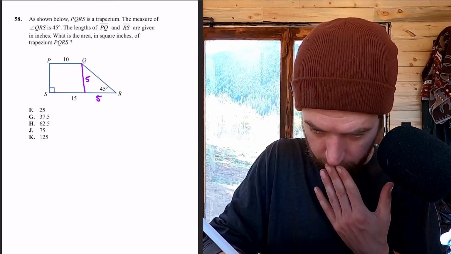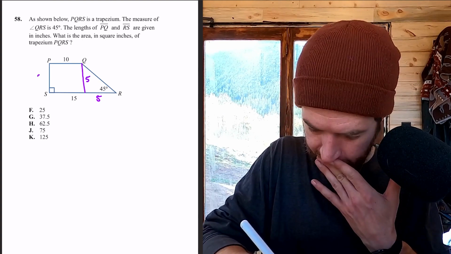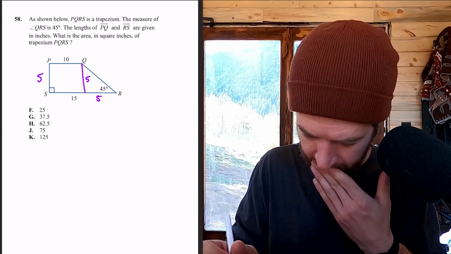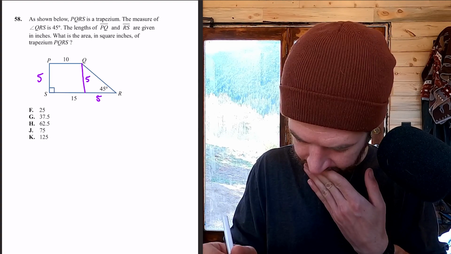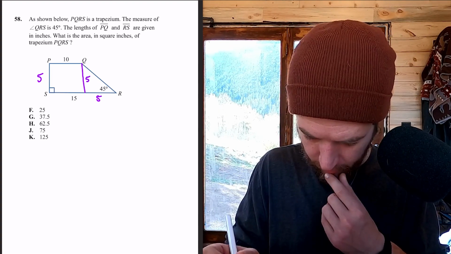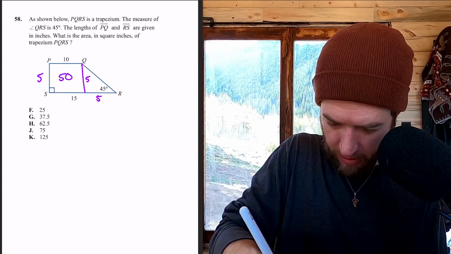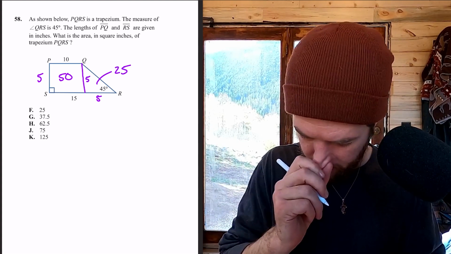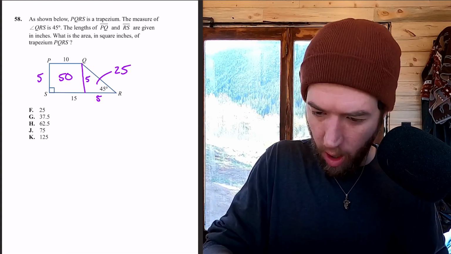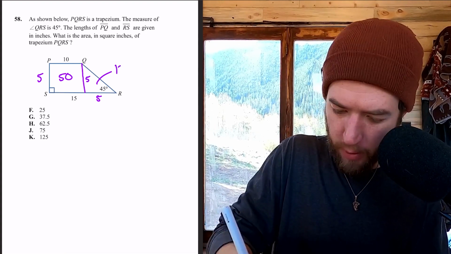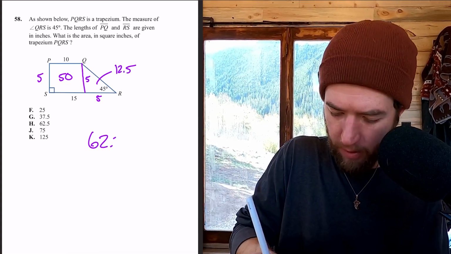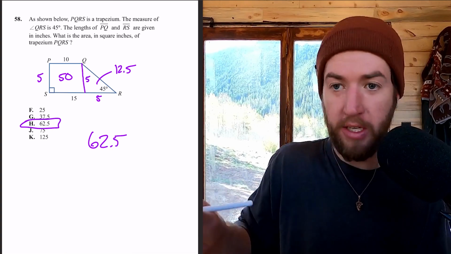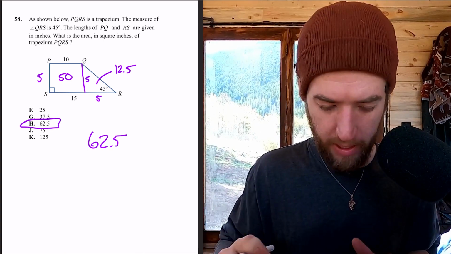Does that work, though? It's just so out of whack, the picture. So that means this is 50, and this is 25. Oh, no. It's half of 5 by 5. So I was right. It's 62.5. Okay. Sometimes it's good to check yourself. Sometimes you devolve into madness.